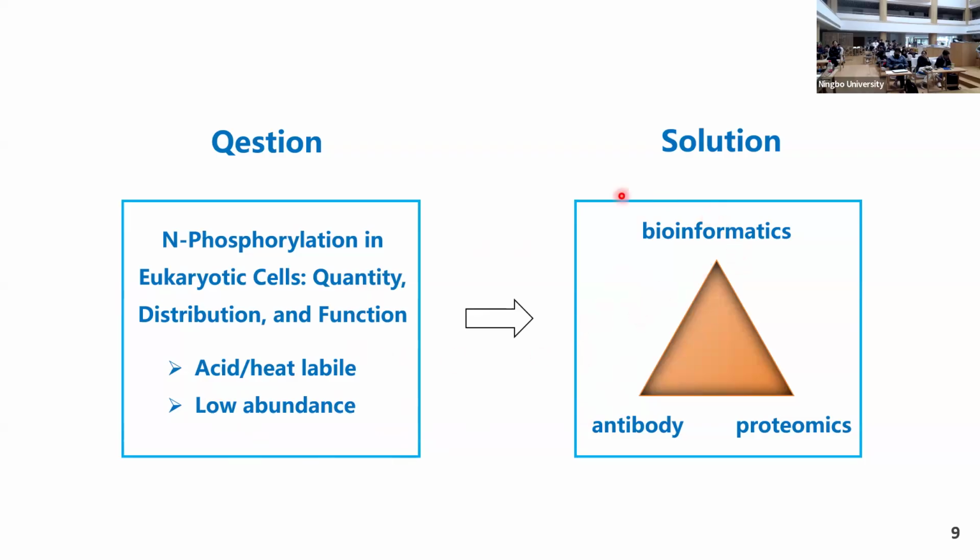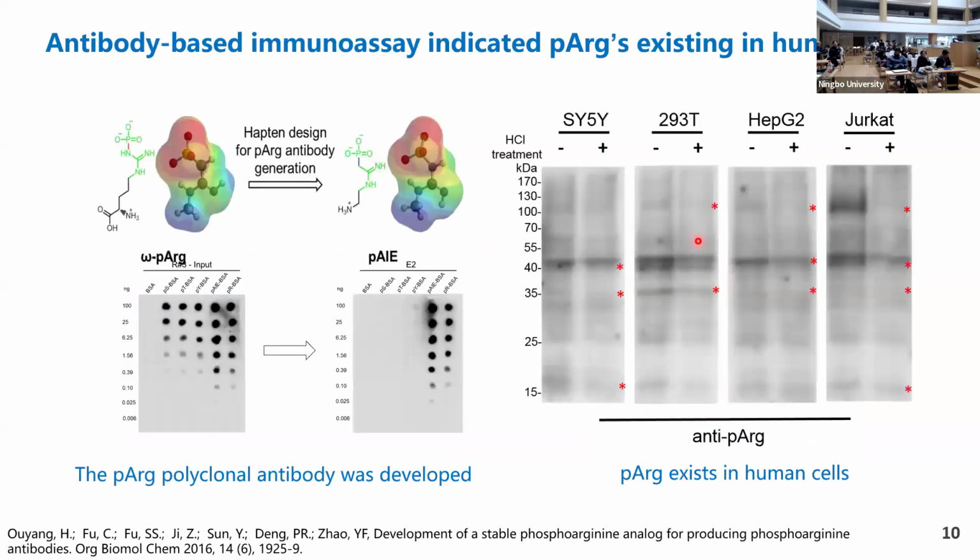So at that time, I worked to make some solutions to these challenges. There are three tools: antibody, proteomics, and bioinformatics, to help us gain a deeper understanding of this kind of modification. So first is antibody-based, we developed an antibody. As we saw, this bond, the PN bond, is very unstable.